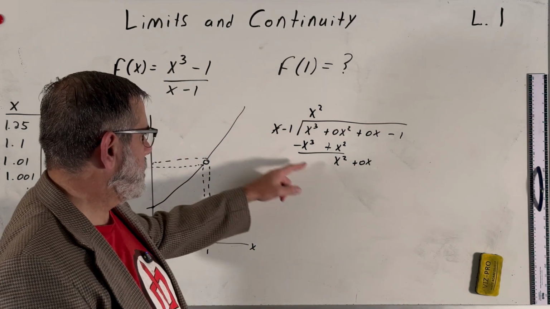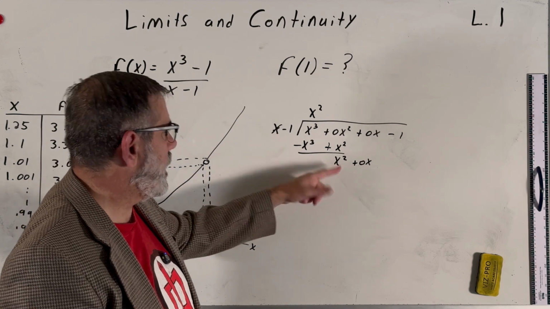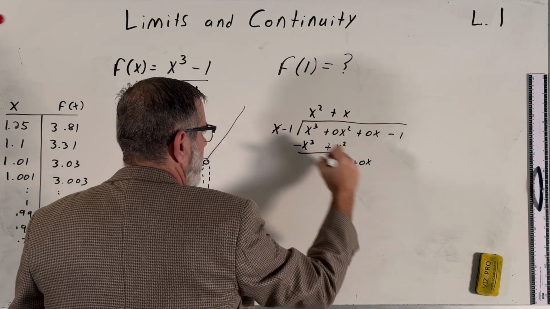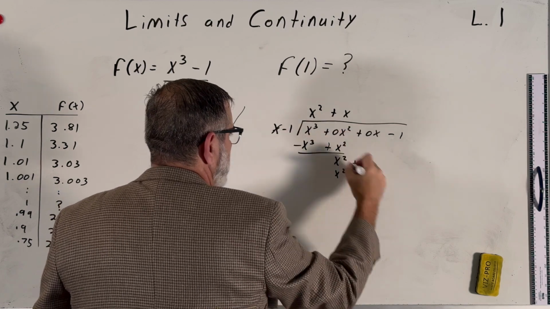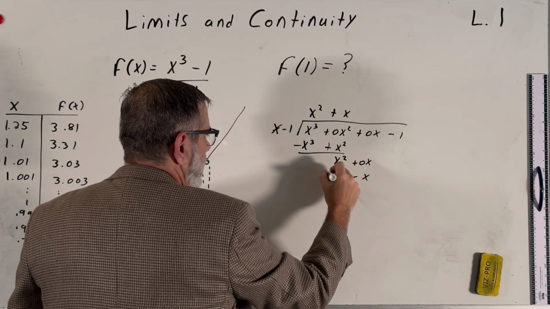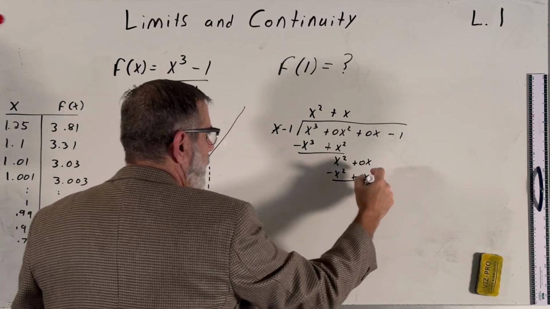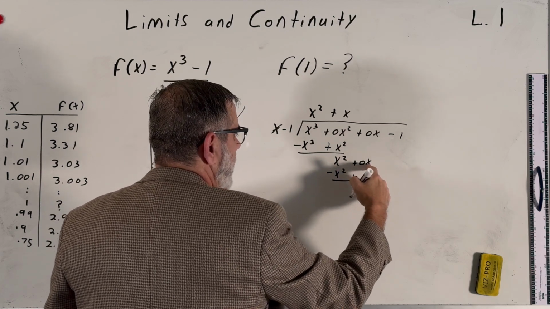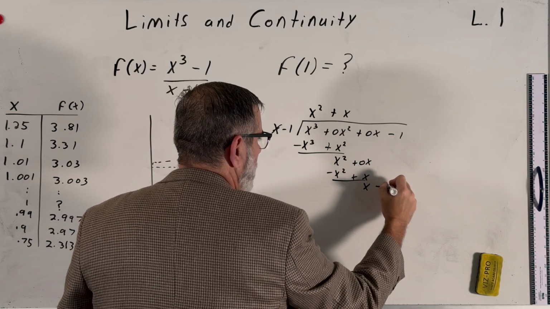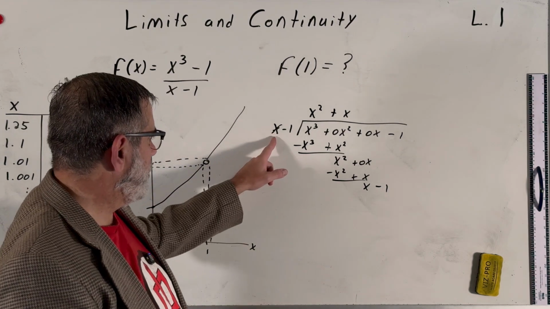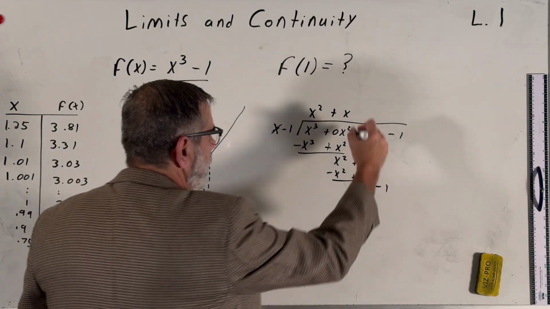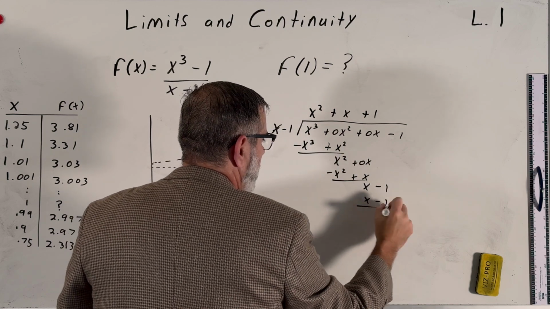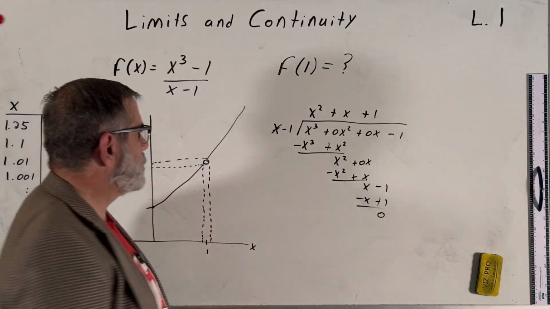Then I do it again. I say, well, what do I have to multiply x by to get x squared? Well, that's obviously just x. So I put plus x for this term. x times x is x squared. x times minus 1 is minus x. Then I subtract this off. 0x squared minus x squared is 0. 0x plus x is just x. Drop down the next term. And repeat. What do I have to multiply x by to get x? Just 1, right? So plus 1, 1 times x, 1 times minus 1. Subtract it off. I get a remainder of 0, so it evenly divides that.